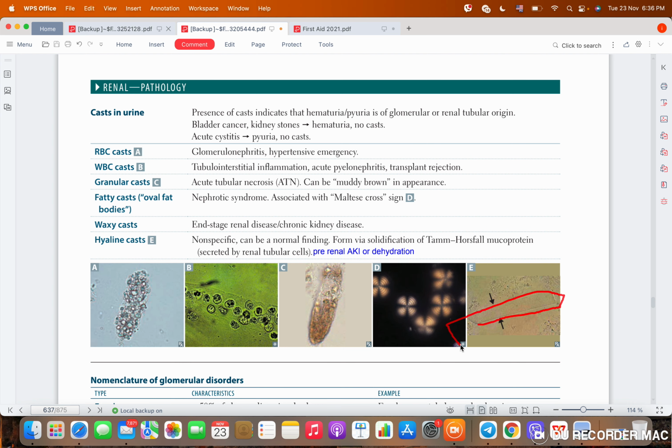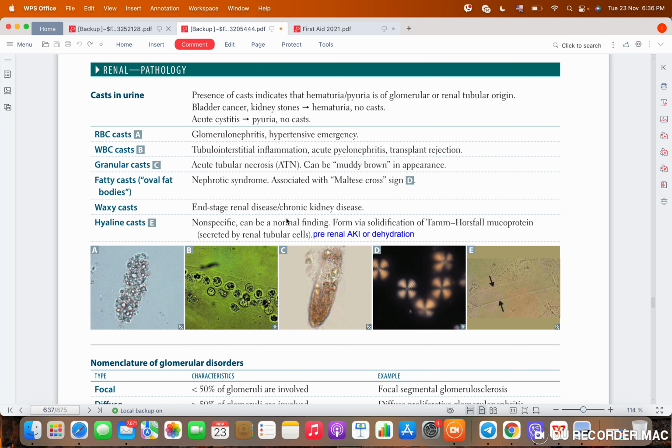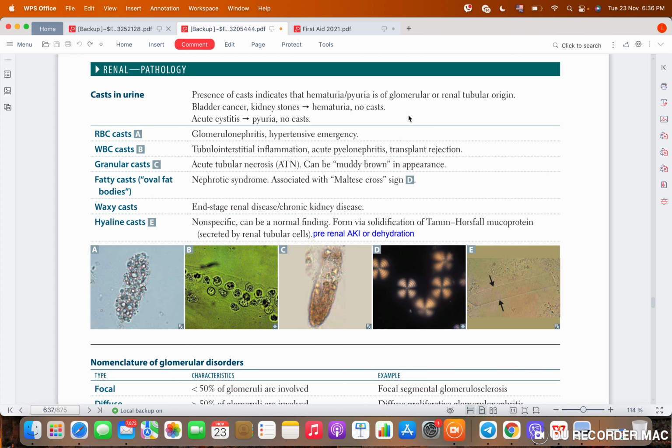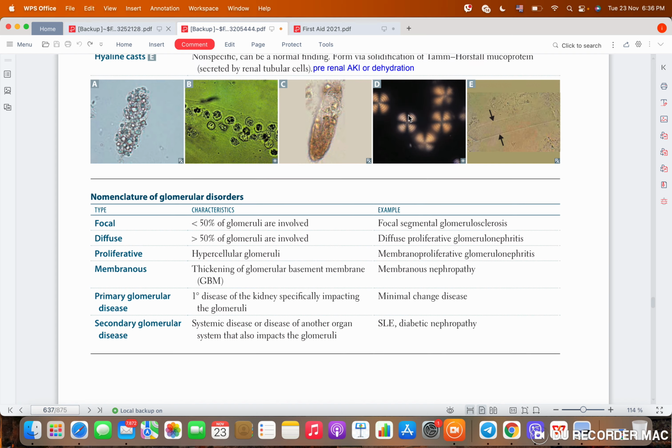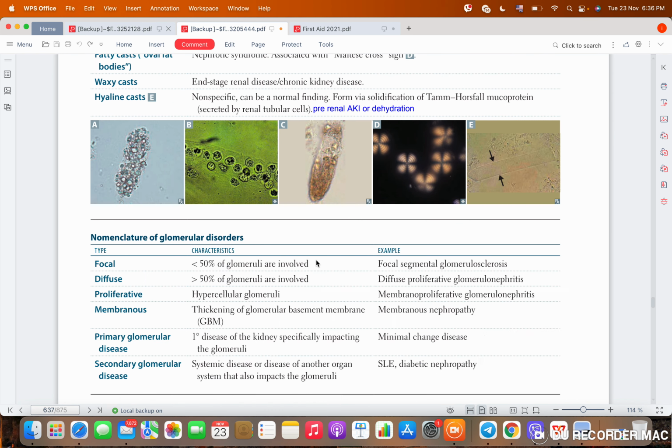Okay? So let's take a look at a few words that you must differentiate. So here is the cast, you know where they come from, the glomerulus or the tubules. This is what is important for you to know right now. Later we will speak about each one and each of these pathologies in depth.